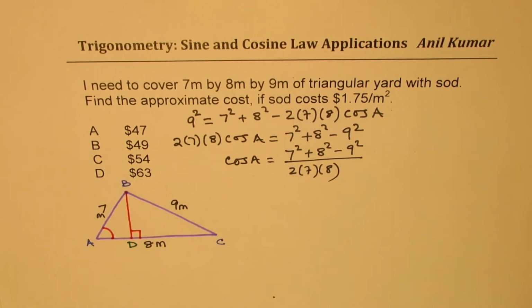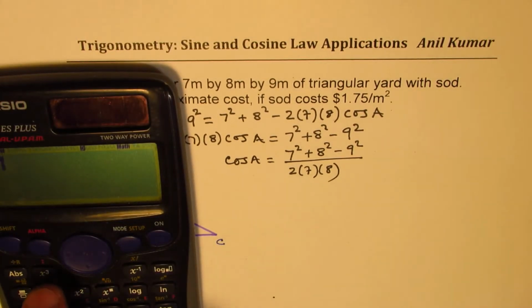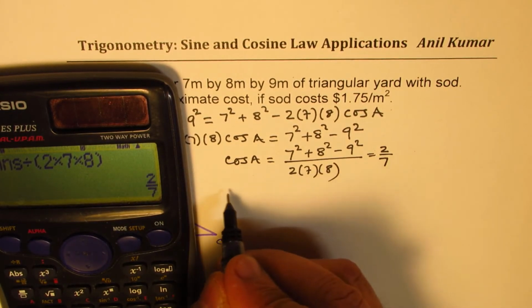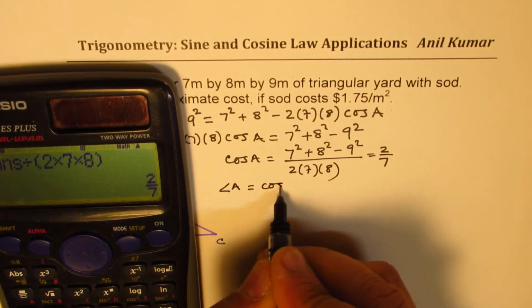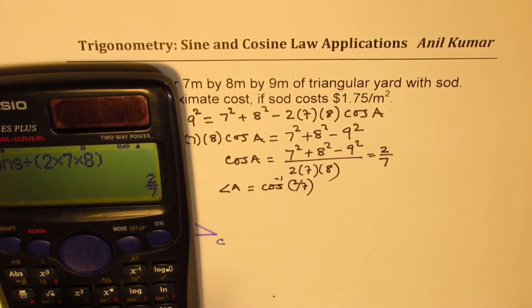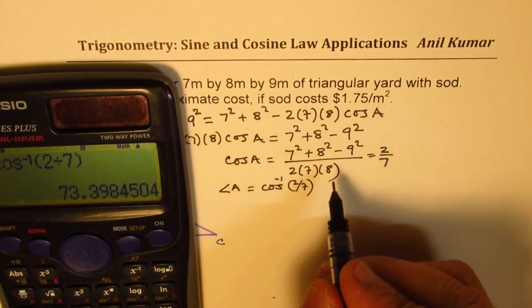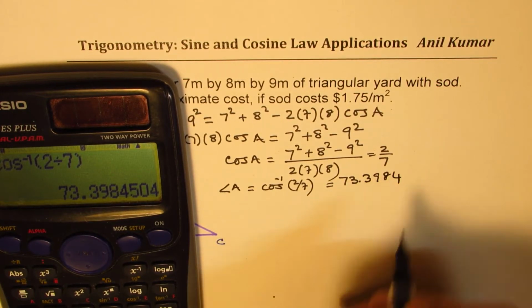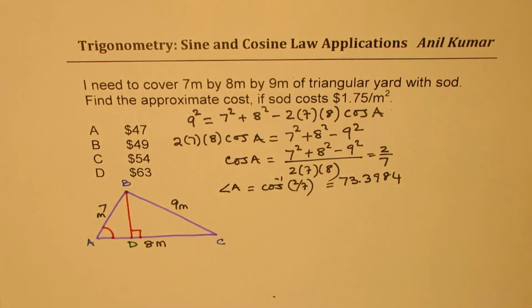So let's find what is cos A. We have 7 square plus 8 square minus 9 square, and this we are going to divide by 2 times 7 times 8. So what we get here is 2 over 7. Let me write 2 over 7 here. Now angle A is cos inverse of 2 over 7, right? So shift cos inverse 2 divided by 7 gives us the angle, which in this case is 73.3984. Okay, so that becomes the angle.